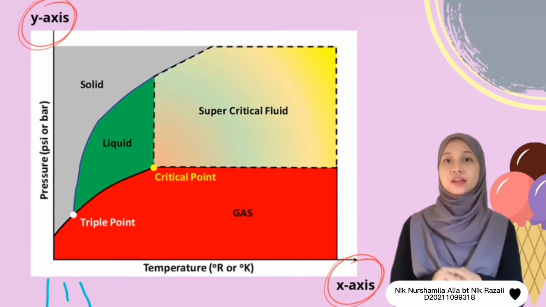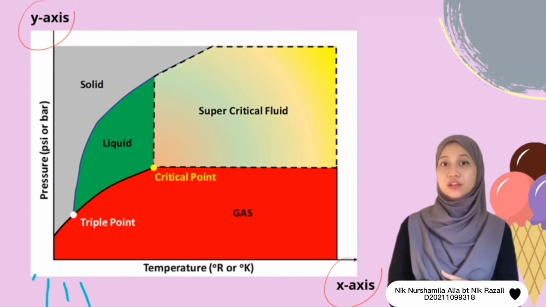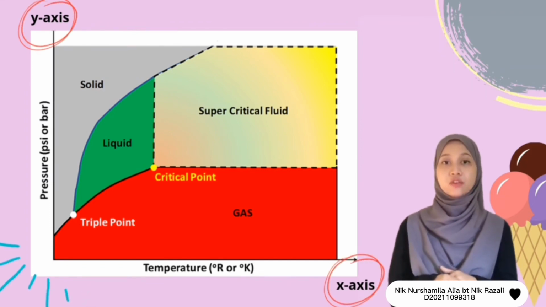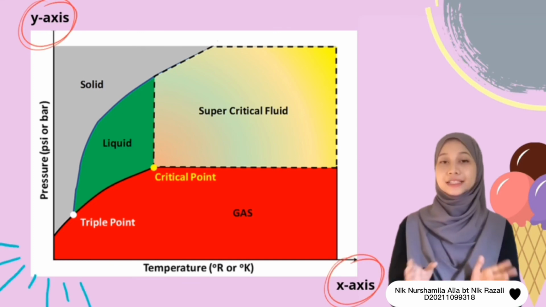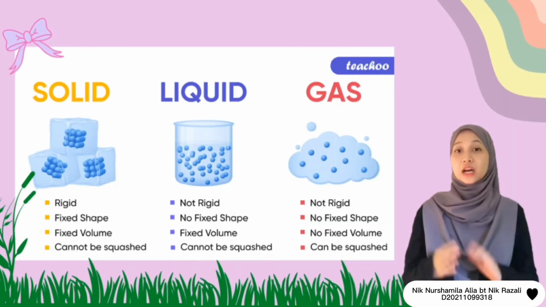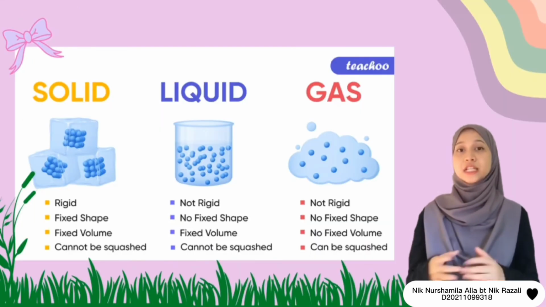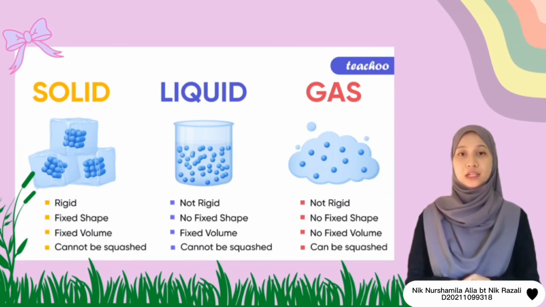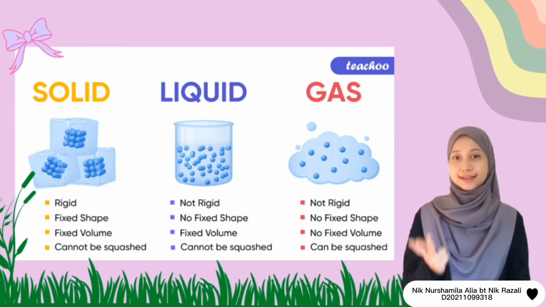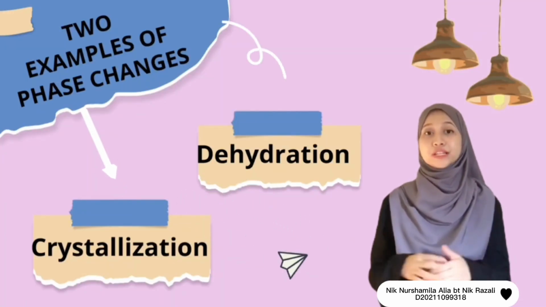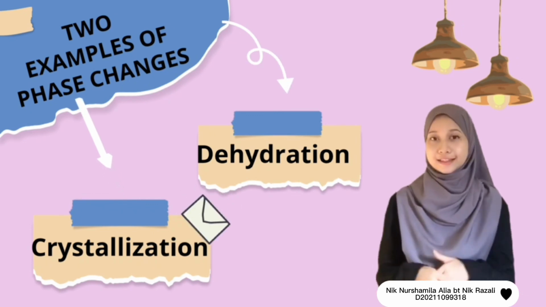A phase diagram is a graphical representation of the physical states of a substance under different conditions of temperature and pressure. A typical phase diagram has pressure on the y-axis and temperature on the x-axis. A phase transition is the transition from one state of matter to another. There are three states of matter, which are solid, liquid, and gas. Then there are two examples of phase change in food, which are dehydration and crystallization.